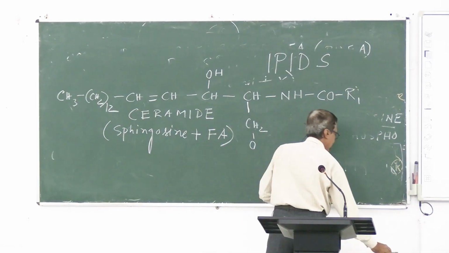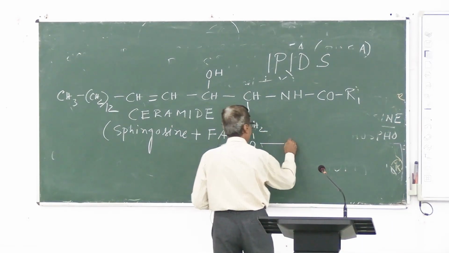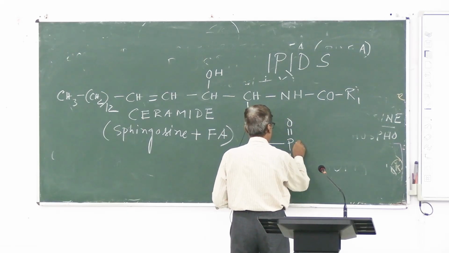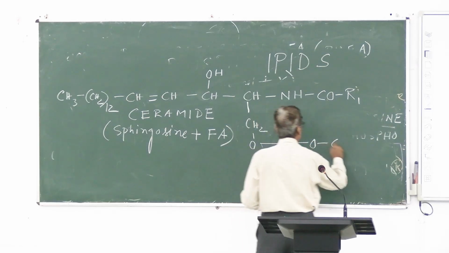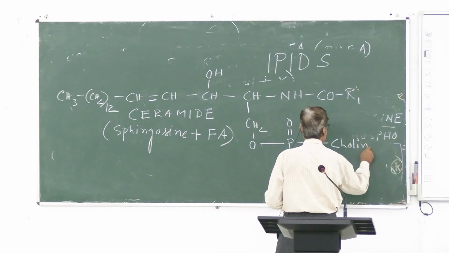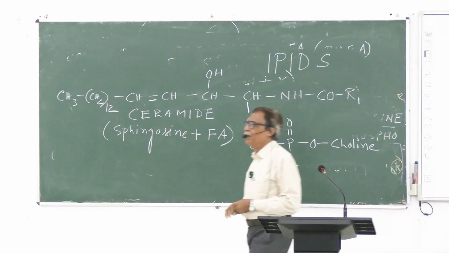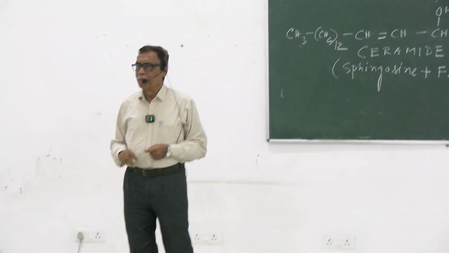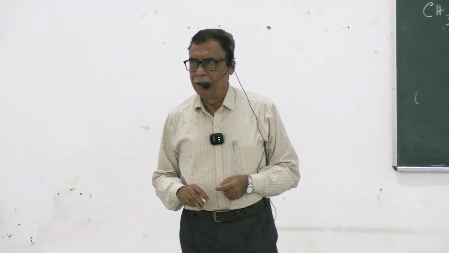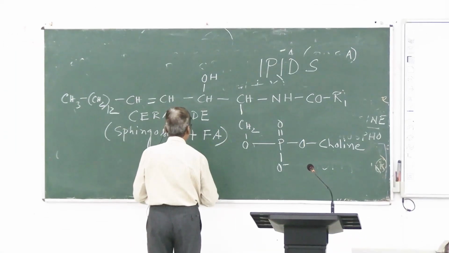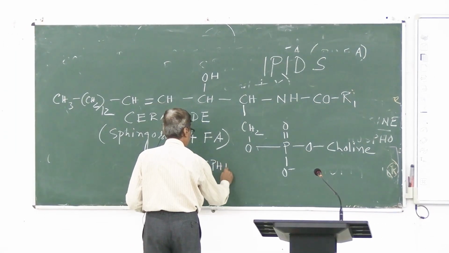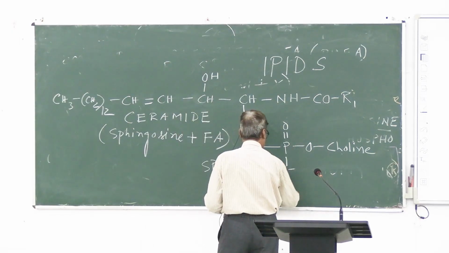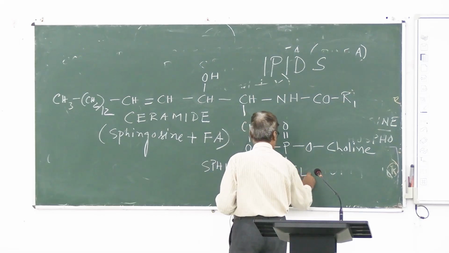Here there is phosphoric acid, which is attached to choline. This is sphingomyelin, a derivative of ceramide. Ceramide is the combination of fatty acid and sphingosine. This is the structure of sphingomyelin. Myelin means it is present in the myelin sheath, and the myelin sheath is present in nervous tissue.